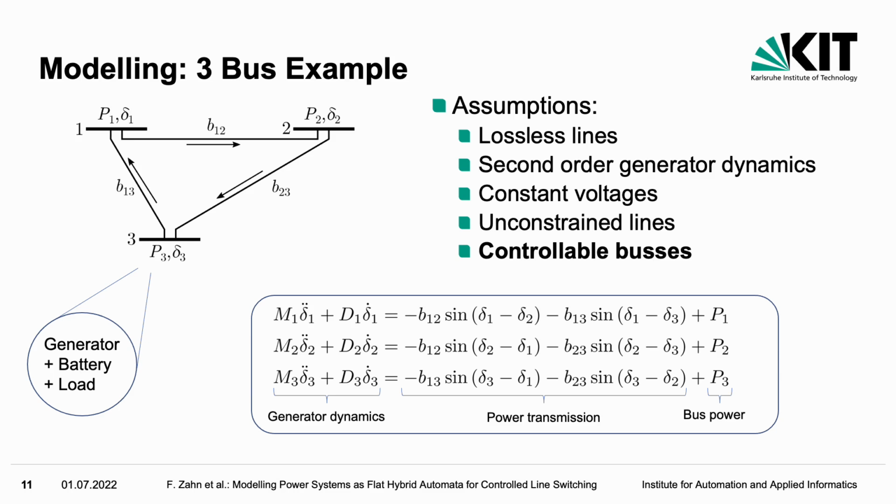On the left-hand side, we have the generator dynamics. In the middle we have the power transmission between buses, which is parameterized by B, which is the line susceptance. And we have the net bus power. The deltas are the angles of the generators at every bus.